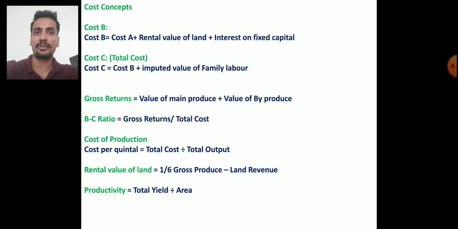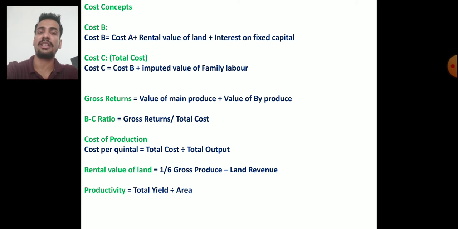So the formula for cost C is cost B plus imputed value of family labor. Some farmers, some small or marginal farmers or some medium farmers also, they are using their own family members. So we have to consider their wage rate in cost C. So cost B plus imputed value of family labor, it may be male or female. So the summation of all these, the total cost, is the cost C.